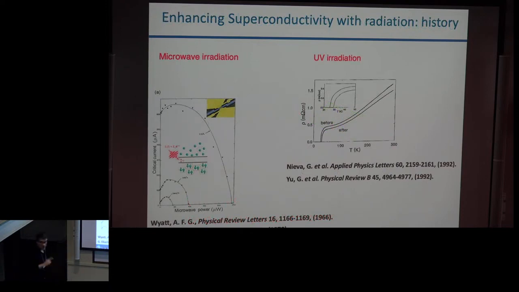So this is an old problem. People have used microwave radiation to enhance superconductivity in the past. This is the celebrated BCS experiments, first seen by Wyatt and a number of other groups, who showed that if you irradiate a superconductor with radiation at frequencies below the 2 delta gap, so you don't break the Cooper pairs, but you heat up the quasiparticles, you can enhance superconductivity.